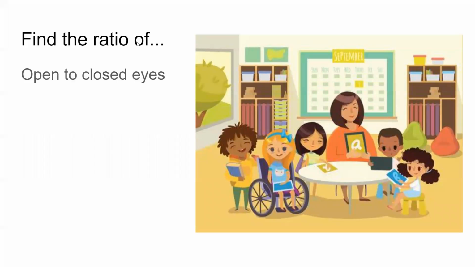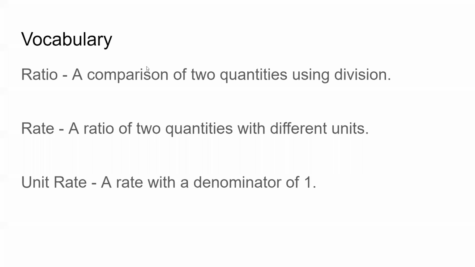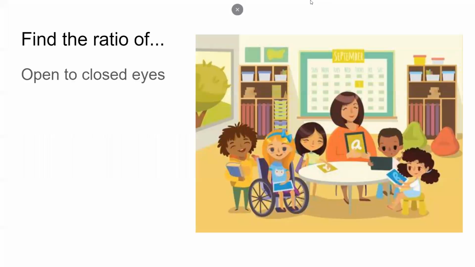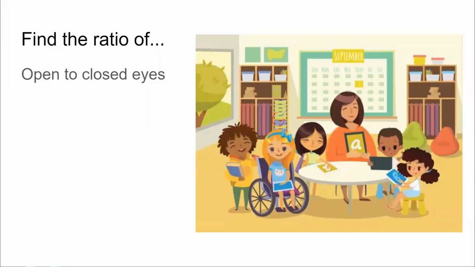So let's talk about some ratios. If we remember, ratio is a comparison of two quantities using division. So we're going to be comparing open to closed eyes. We're going to look at this picture over here of this classroom, and we're going to count how many students have open eyes and how many students have closed eyes. So I can see that this student's eyes are open, this student's eyes are open, and that student's eyes are open. So we have 3 open eyes, and then 1, 2, 3 people with closed eyes.